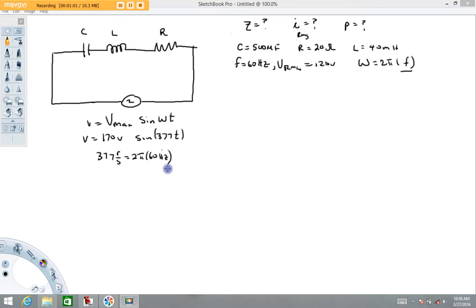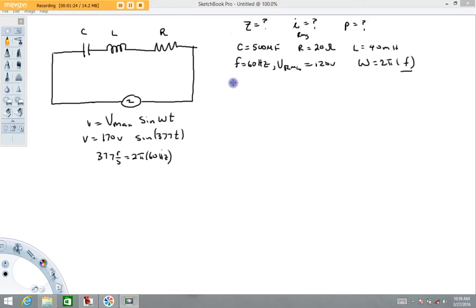Now to analyze the circuit, what we're going to look for is the impedance of the circuit, the average current, and the power delivered to the circuit. And we're going to use the phasor diagram to tell us these things. So in order to draw the phasor diagram, we're going to need the reactance of the inductor and the capacitor. I'm sorry, not the impedance, the reactance.